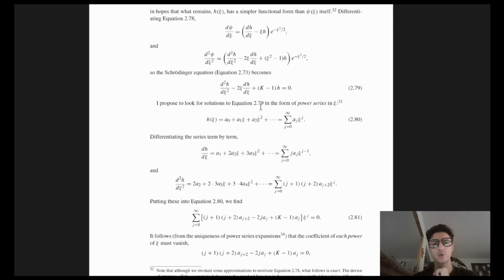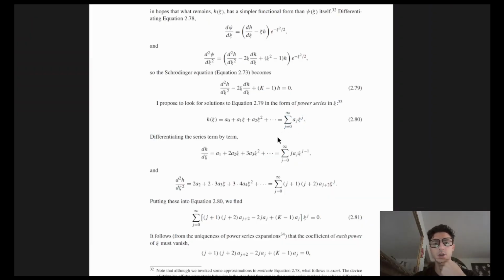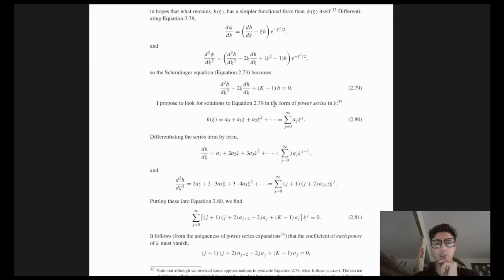I propose to look for solutions to equation 2.79 in the form of a power series in xi. So we're going to expand this function h of xi in terms of a power series, right? This is kind of like a Taylor series, maybe. So this infinite summation exactly equals the unknown function h, differentiating the series term by term. So we're going to differentiate once this h, which we expand in the form of a power series. We differentiate this once to get this derivative here, and then we differentiate again to get this derivative here. And over here there's an h, so we could just plug this whole thing into this h.